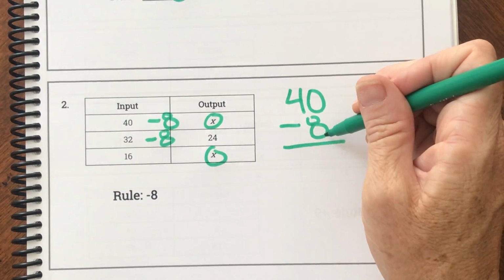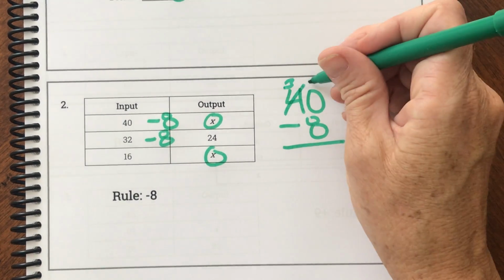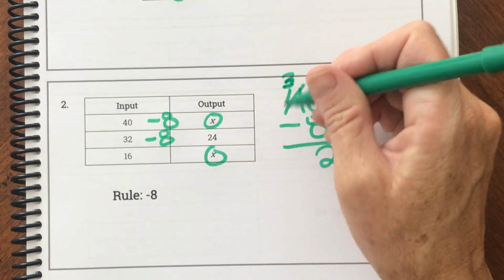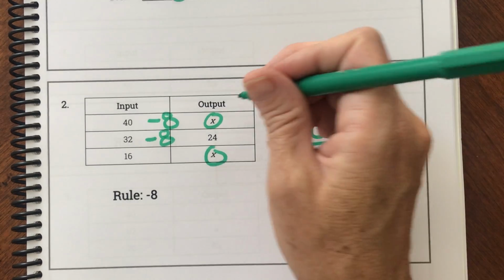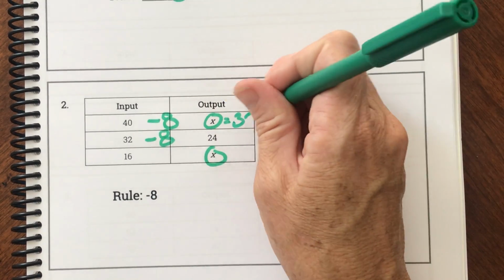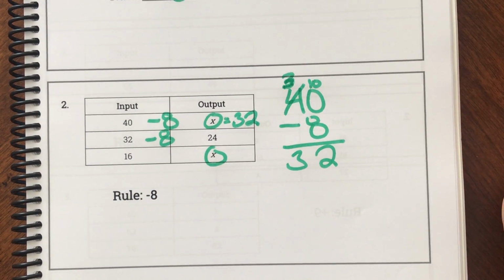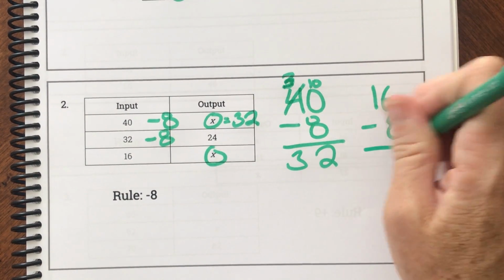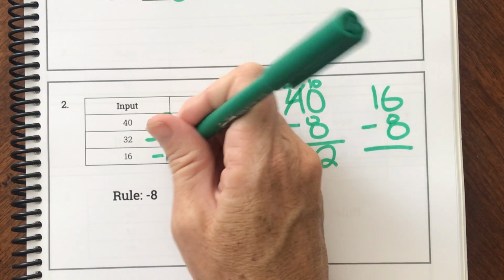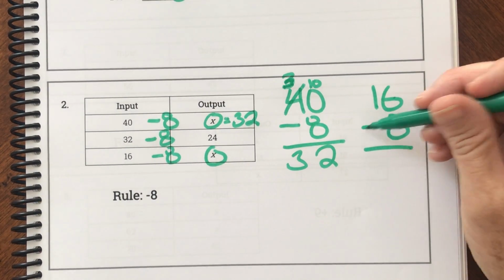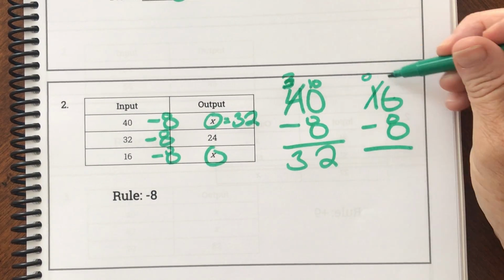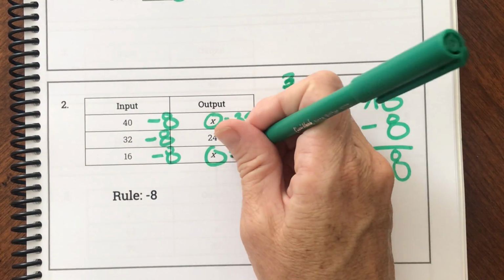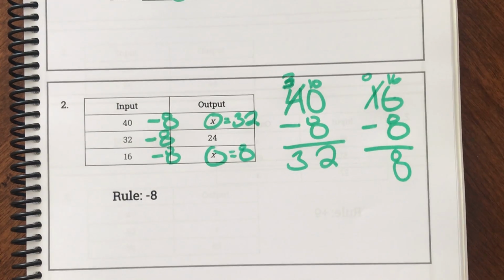Well, 0 take away 8 I can't do, so let's borrow. 10 take away 8 is 2, and 3 take away nothing is 3. So our first x equals 32. And then they have 16 take away 8, because our rule is take away 8. 6 take away 8 is not possible, so let's borrow. 16 take away 8 is 8. So this variable x equals 8.